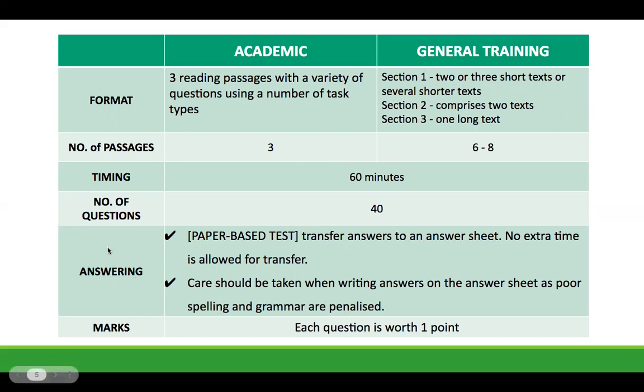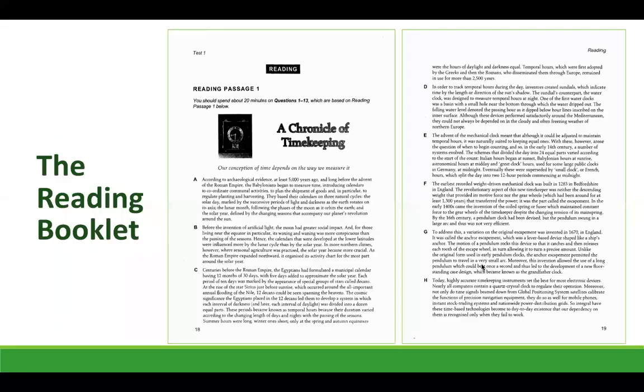So how are we going to answer it? For the paper-based test, you will be tasked to transfer answers to an answer sheet, but there will be no extra time to allow it, unlike with listening. In listening, you're given 10 minutes to transfer your answers. Here, it's 60 minutes or 1 hour for everything. So care should be taken when writing answers on the answer sheet, as poor spelling and grammar are penalized. Each question is worth 1 point.